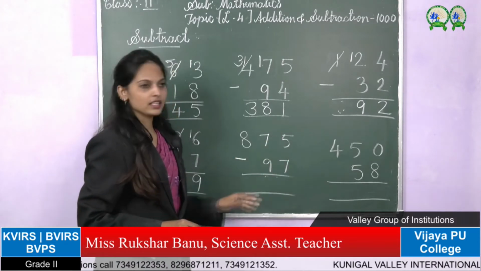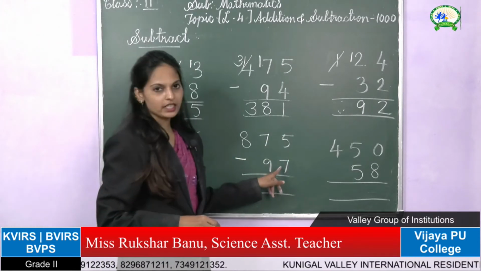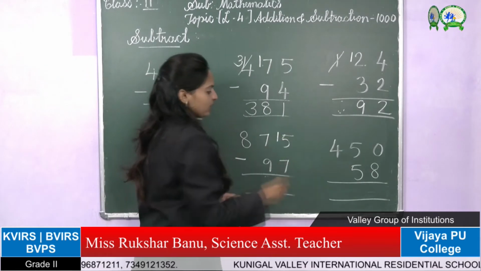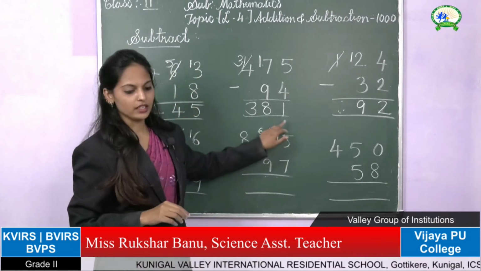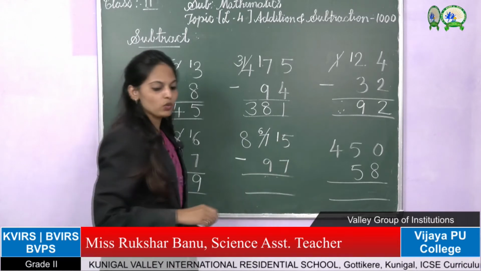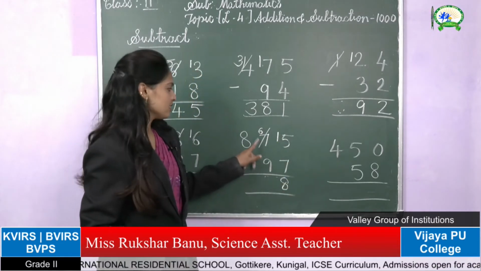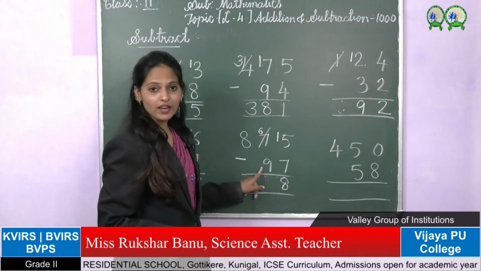So here 5 minus 7. 7 we can't cancel from 5. So we have to take 1 from here. So here 6 will be there. So 15. Now 15 minus 7 is equal to what? 8. So next again here 6 is there. So 9 we have to cancel.